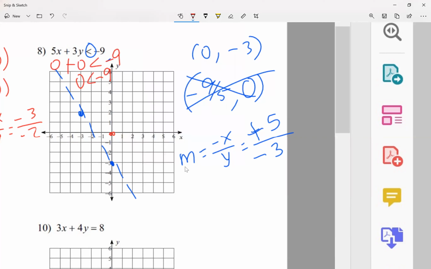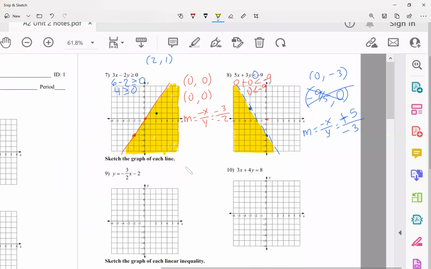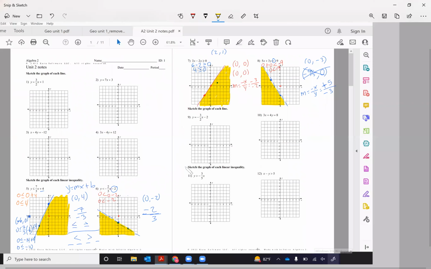Now think about it. Is that true? 0 is less than -9? No, it's not. Right, 0 is bigger. So that makes no sense. So I'm going to shade the other side. And that was it. Those are the examples that we did today.